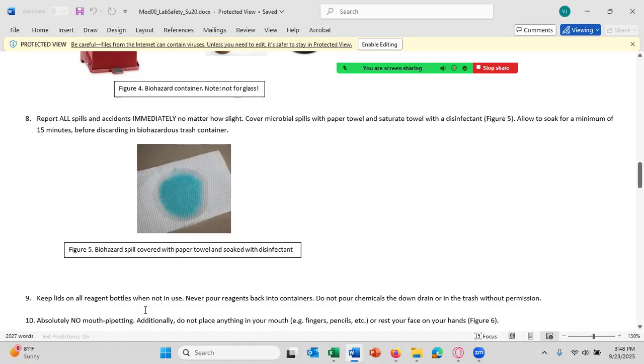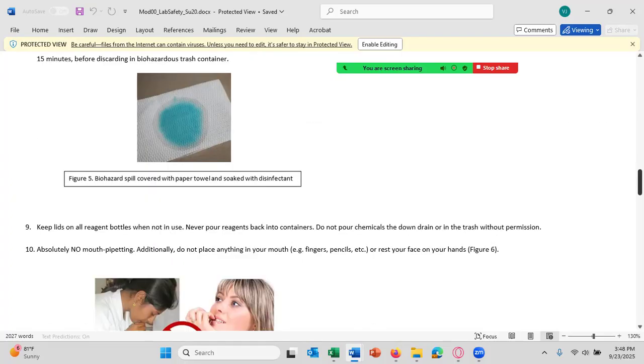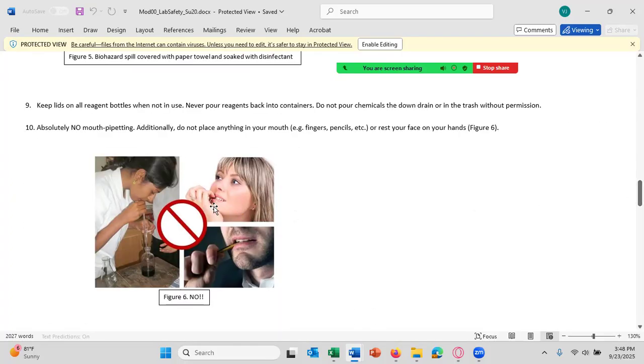You should keep lids on reagent bottles while in use. Don't pour chemicals back into containers. Absolutely no mouth pipetting. You should only pipette with a pipette aid or a pipette bulb. Don't stick things in your mouth while in the lab.